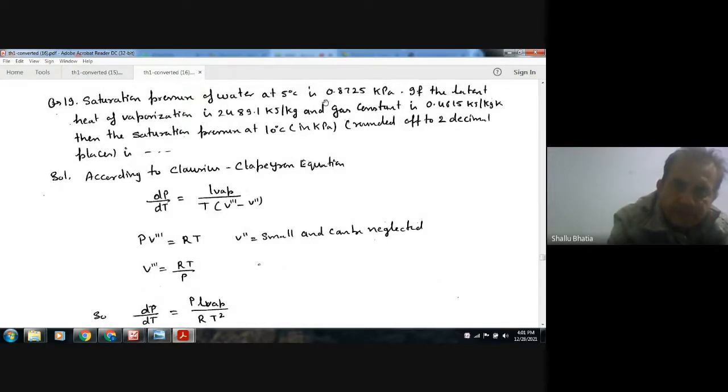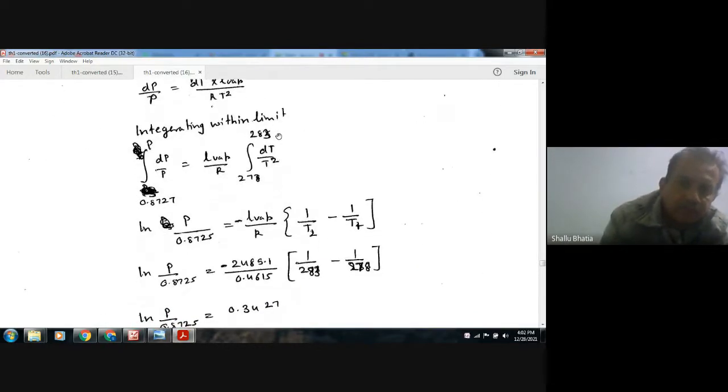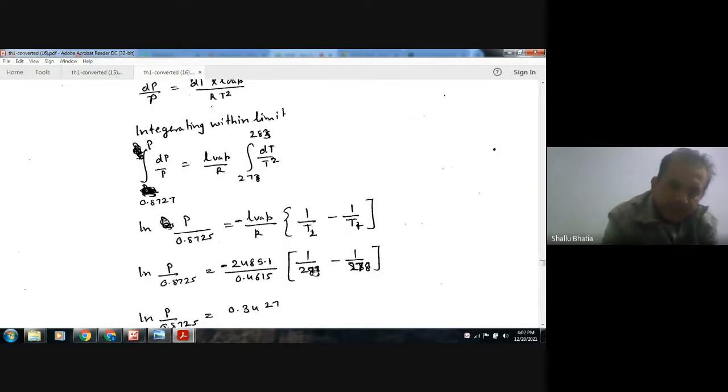At 5 degrees Celsius the saturation pressure is 0.87. The latent heat of evaporation is given, and we have to calculate the saturation pressure at 10 degrees Celsius. Taking T1 as 278 K and T2 as 283 K, just by putting the values we can get this P. So the answer is here.